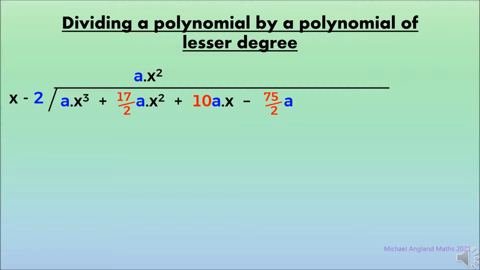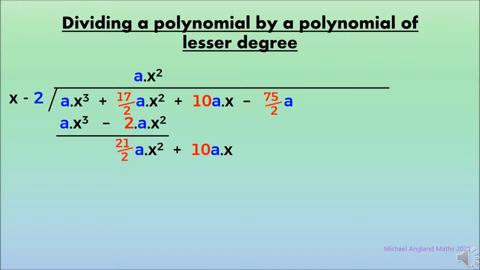Now multiply that quotient term by the divisor. ax² times (x − 2) gives us ax³ − 2ax². Subtracting that from what's above, the x³ term disappears and we have (17/2)ax² − 2ax², which gives us (21/2)ax² + 10ax, bringing the 10ax down. Now, how many times does x go into (21/2)ax²? Well, (21/2)ax times. So that's the next term in the expression for the quotient above, and it goes above the 10ax in the dividend.